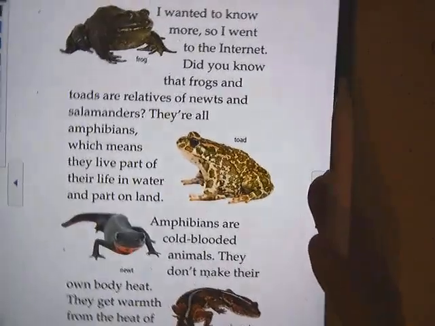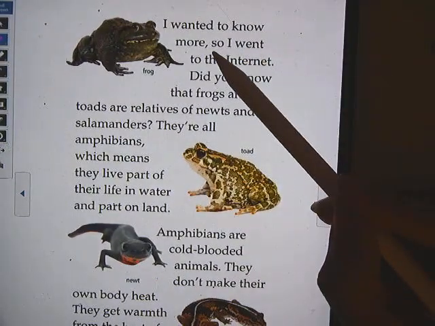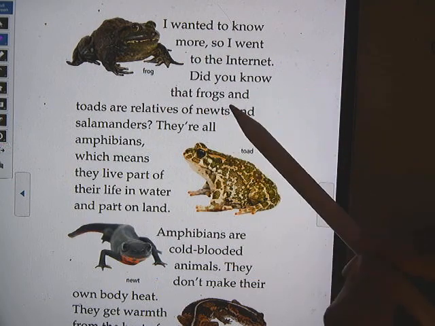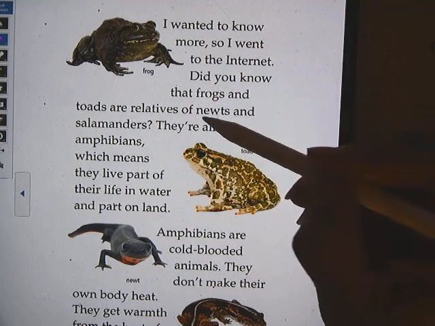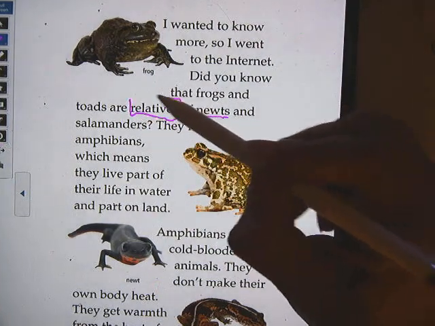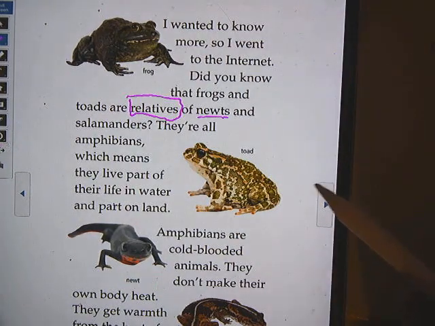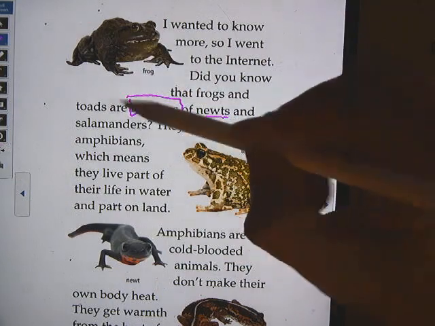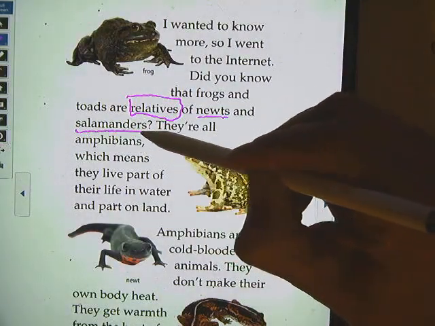I wanted to know more, so I went to the internet. Did you know that frogs and toads are relatives to newts? So what does it mean when it says relatives? What do you think that means? And so they're relatives of newts and salamanders.